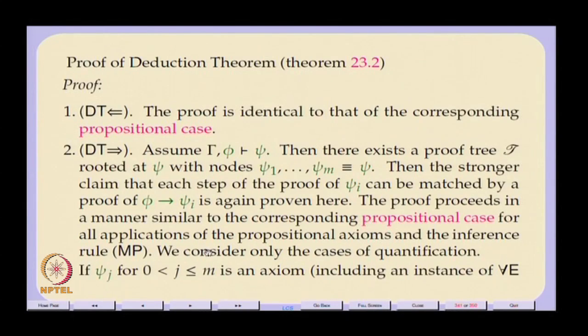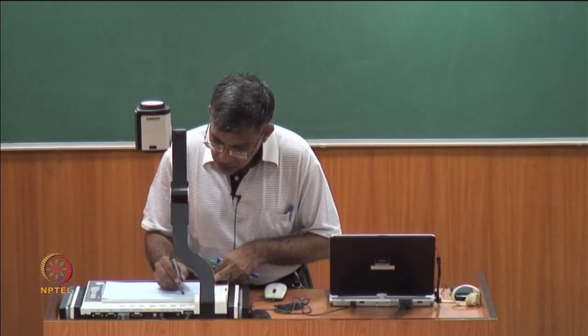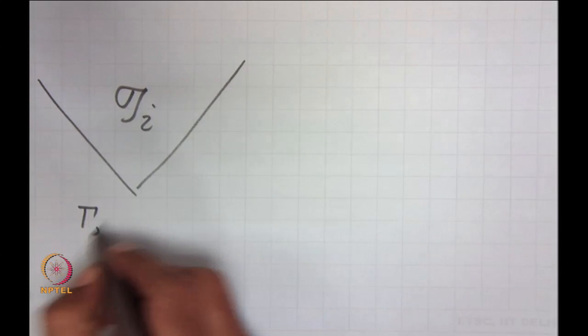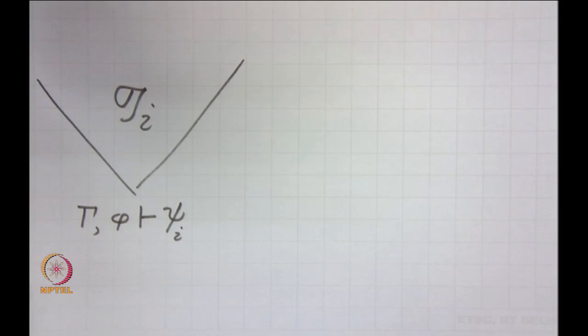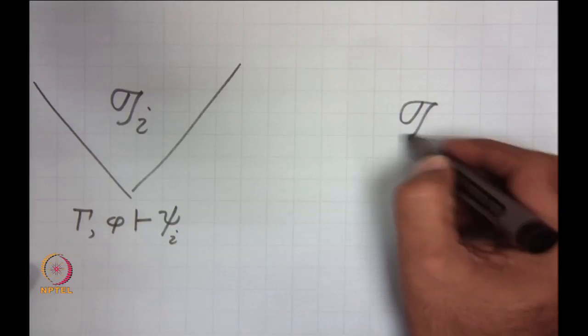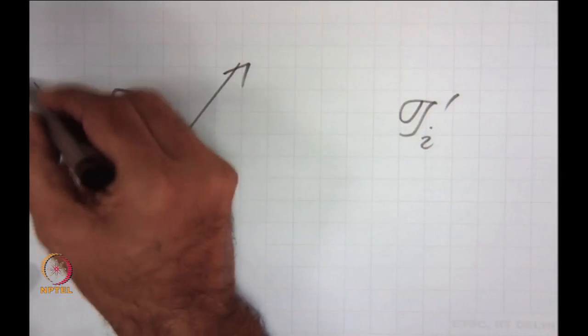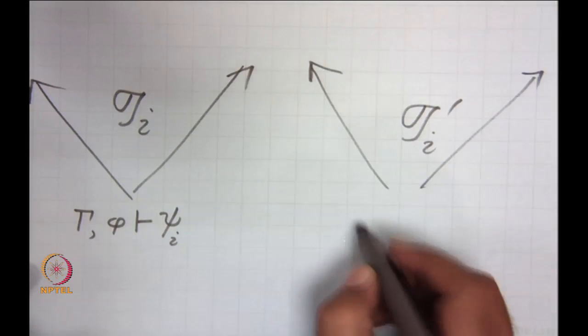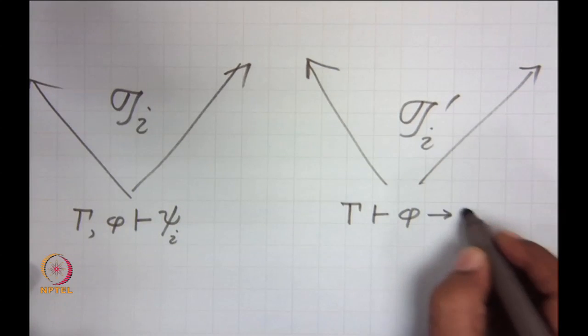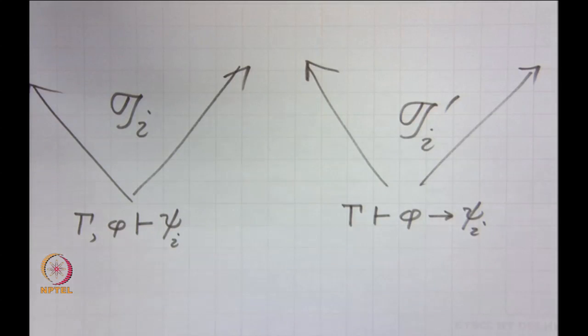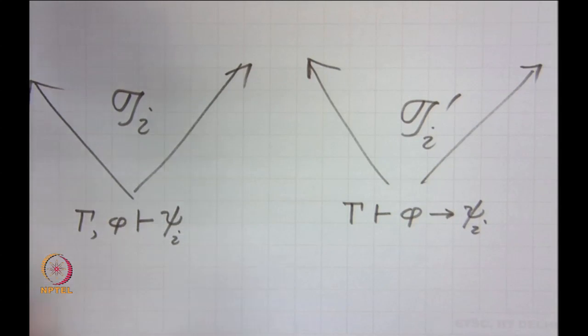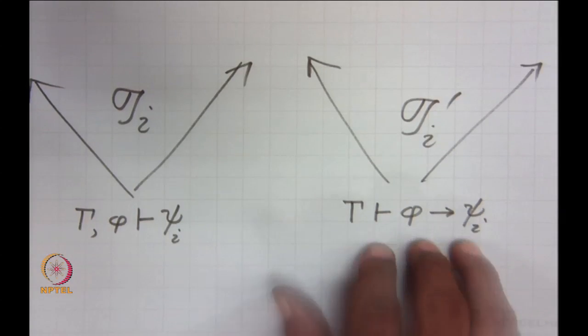Then essentially what we did in the propositional case was that we proved that for each step, corresponding to each gamma phi proves psi i, there was a proof tree. So essentially what we proved in the propositional case was that if I had some tree Ti in which I prove psi i, then I can construct a proof tree Ti prime rooted at phi arrow psi i. This is what we did in the propositional proof. So we showed that for every proof tree of this kind, there is a proof tree of this kind, right.